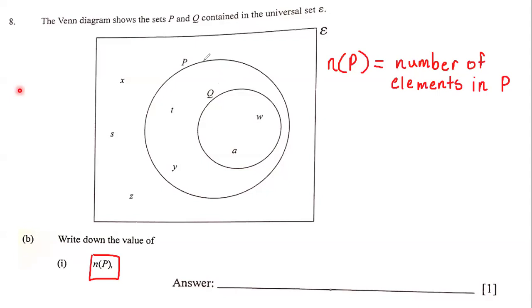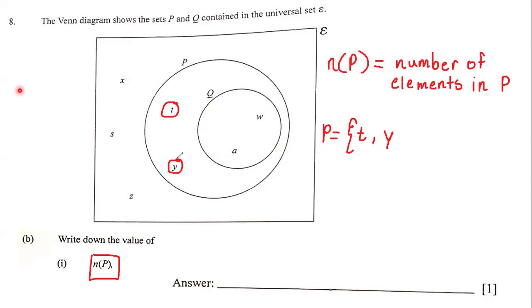So we have the count, right? Obviously we have the count. And so let's go ahead and tell me what's inside P. So what are the elements that are inside P? Let's list them out. The elements that are in P are going to be what? T and Y. Only T and Y, right? Because only T and Y are in P.